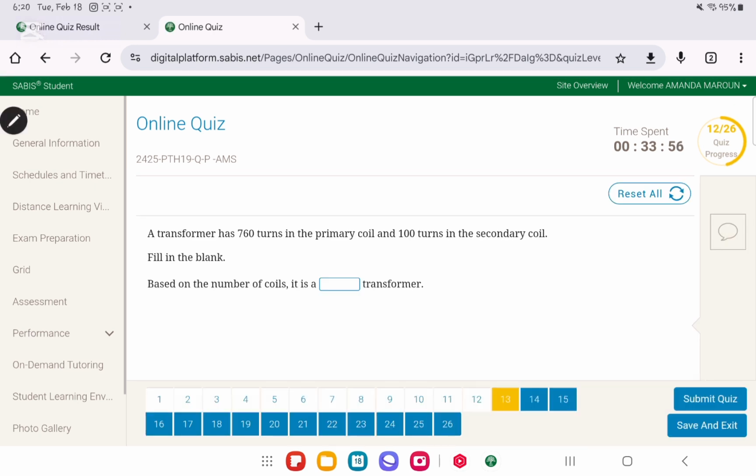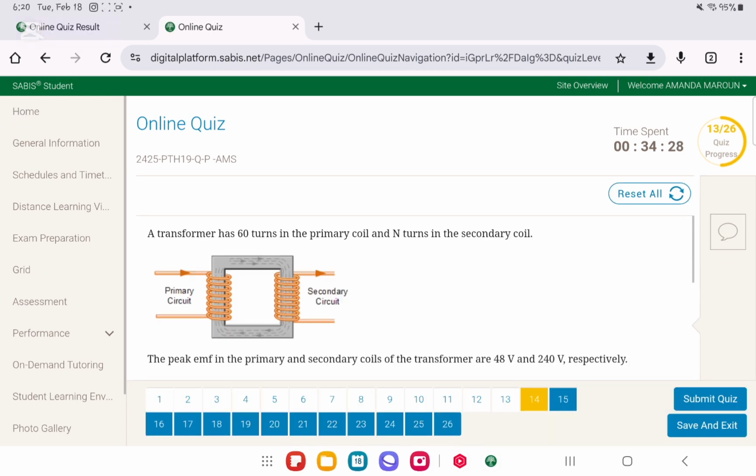We move on to question number 13. The transformer has in its primary coil 760 turns and in its secondary coil 100 turns. As you can see, the number of turns decreased. So if it's decreasing, logically it's going to be a step down. How do you write it? Step dash down, or you can do step space down. It's the same thing.